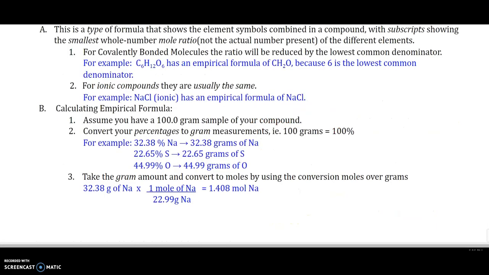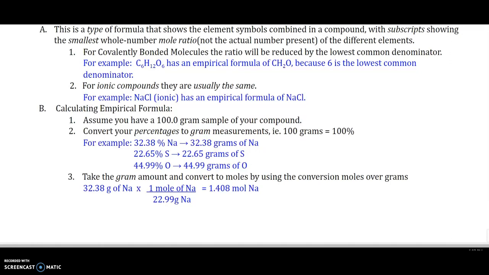So let me walk you through some more examples of how to calculate empirical formulas. Again, empirical formula is the smallest whole mole ratio of the actual numbers present of the elements in the compound. So for covalently bonded molecules, you're always going to be finding the smallest. Take our glucose example earlier. The empirical formula for glucose is CH2O because 6 is the lowest common denominator. And again, as I mentioned earlier, for an ionic compound, its empirical formula is the actual compound.